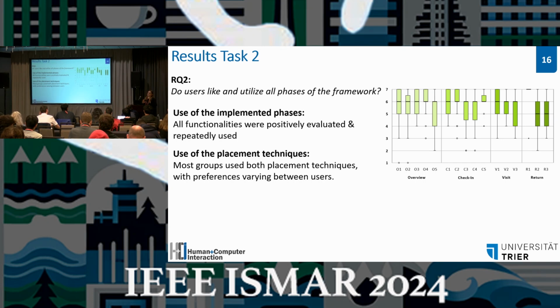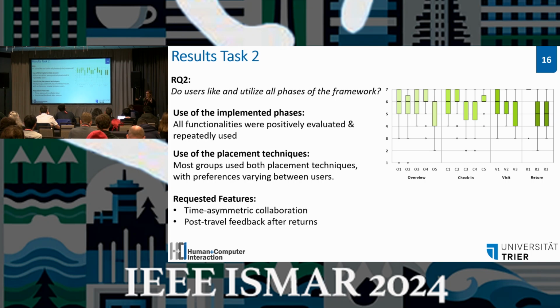So this is really something that could be customized between different users. Finally, we had some requested features after the users had tried out our tasks. First of all, they would like to have time asymmetric collaboration. In this case, asymmetric in a short time. They wanted to leave hints for their partners on one box for them to check it, but not necessarily wait every time for them to do that.